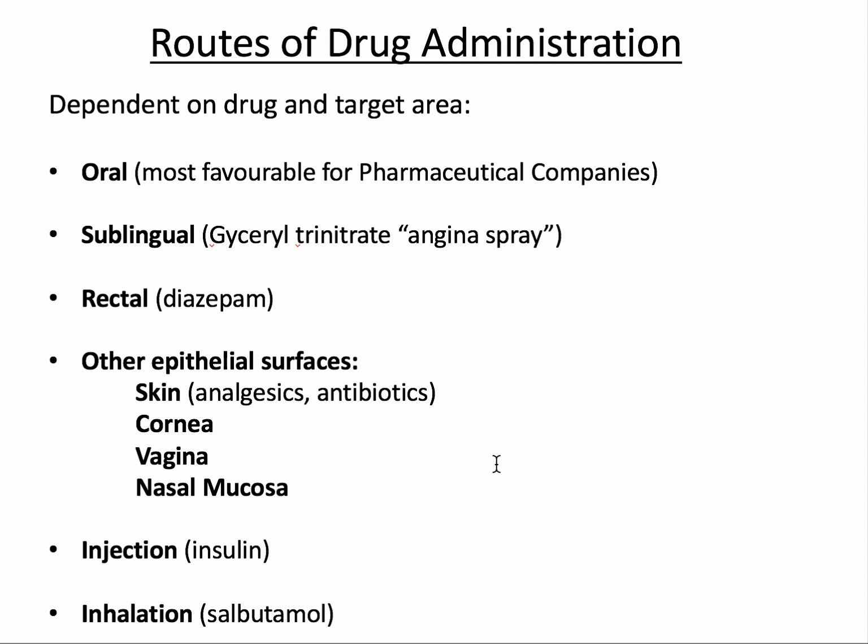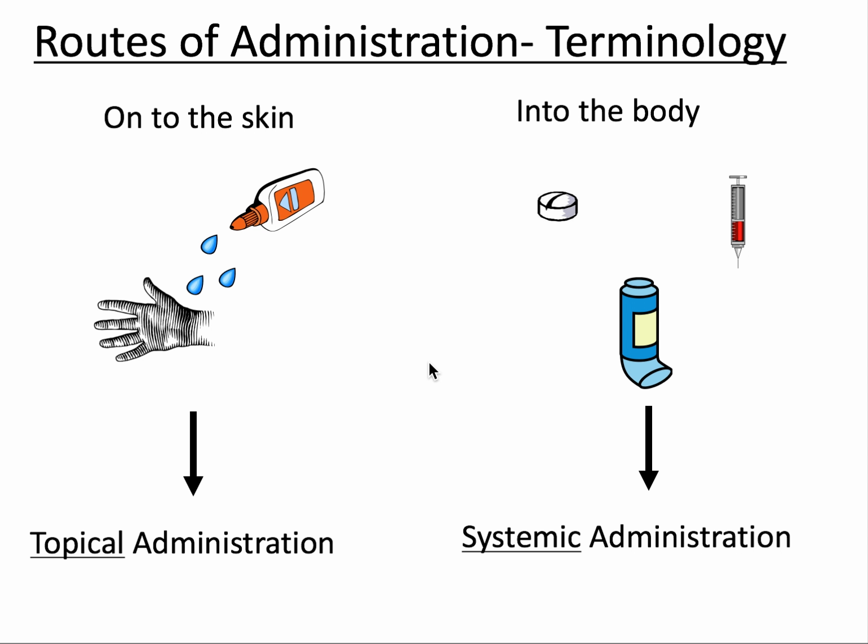Other epithelial surfaces usually include the skin, your eye, the cornea of the eye, the vagina. The vagina is very prone to bacterial infection, like bacillus, there is a bacteria like that, and the nasal mucosa, injections, and inhalations. So, routes of administration can be classified into very simple terminology known as topical administration. So, this is basically the skin, and systemic. So, this usually goes inside the body. So, topical meaning outside of the body, and systemic into the body.